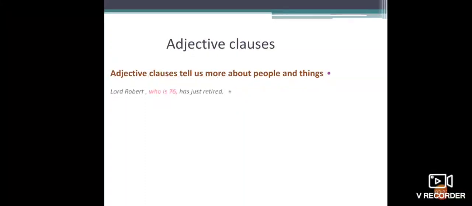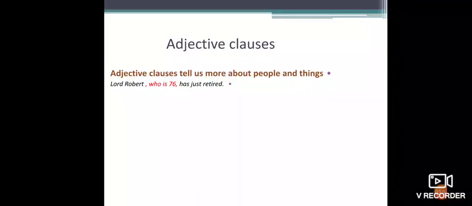Now, let's turn to the main part in our today's video, which is the adjective clause. We use adjective clauses to tell more about people or things. Check these examples. Lord Robert, who is 76, has just retired. Can you tell me where is the adjective clause here? That's correct. The adjective clause here is who is 76, as it describes Lord Robert.